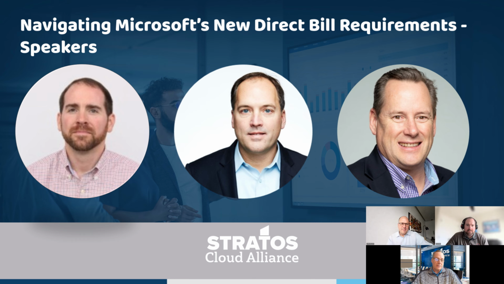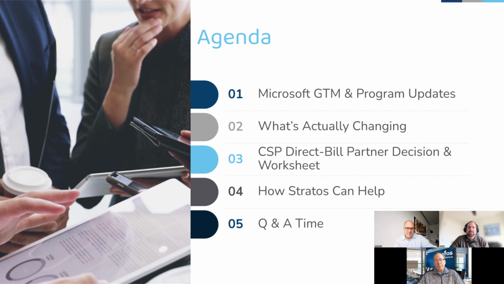So with that, I'm going to turn it over to Eric, but let me first cover the agenda. Eric's going to go through his Microsoft go-to-market and program updates from direct to indirect. I'm going to go a little deeper into what's actually changing. We're going to cover the CSP Direct-Bill partner decision worksheet that you should have received already at this point. Then Jeff and I are going to discuss further what we're doing at Stratos to help direct partners that need to move to indirect, and the resources and value that we can bring in that process. Then we'll open it up, as Mike said, for some Q&A time at the end. So now I'll throw it over to you, Eric.